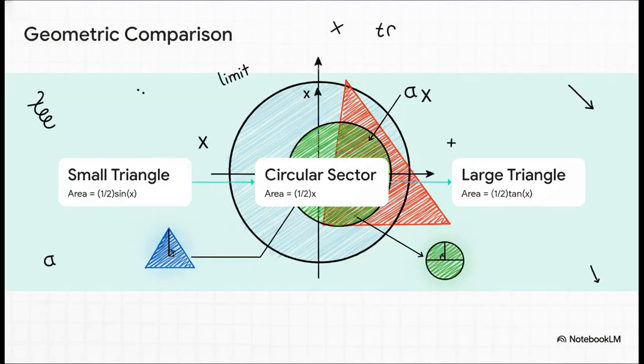All right, let's look at this diagram. We're focusing on the unit circle, and we've got this small positive angle, we'll call it x. Now, within this little slice of the circle, we can actually see three different shapes. First, there's the small blue triangle inside. Its area, it turns out, is 1/2 sine of x. Then there's the whole pie slice, or the circular sector. Its area is 1/2 x. And finally, there's that bigger red triangle on the outside that contains everything. Its area is 1/2 tangent of x.